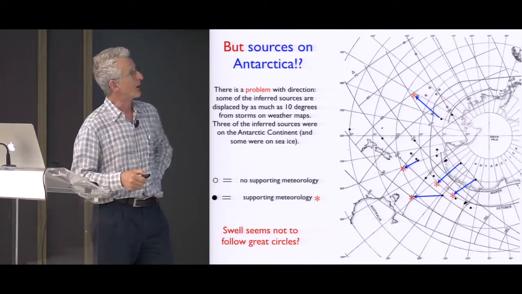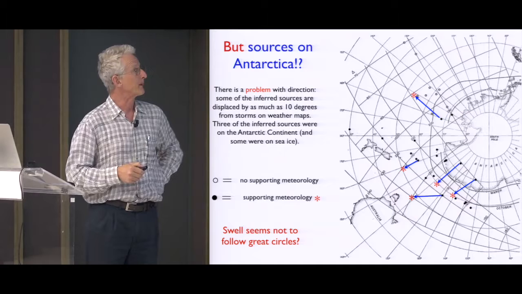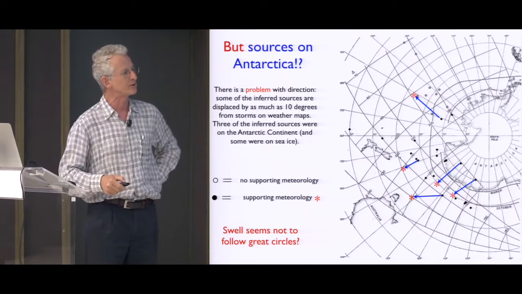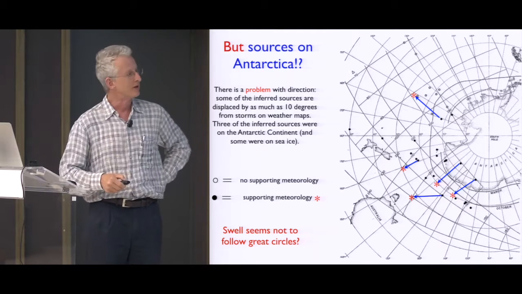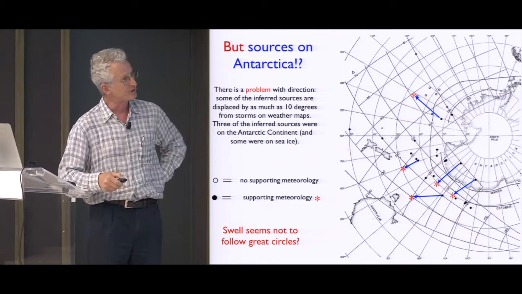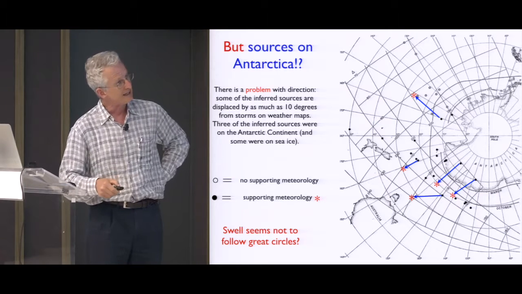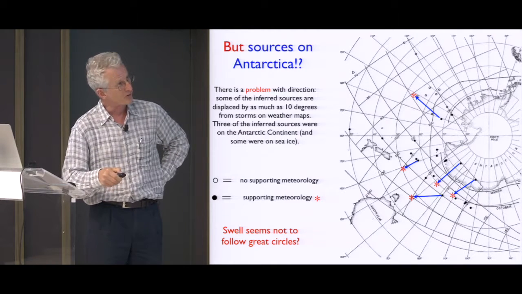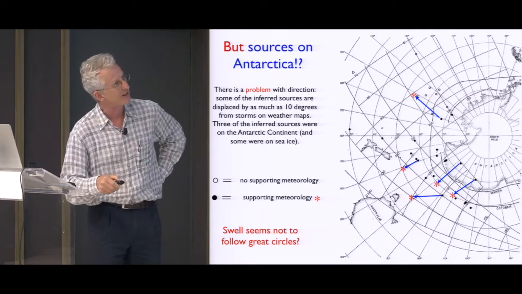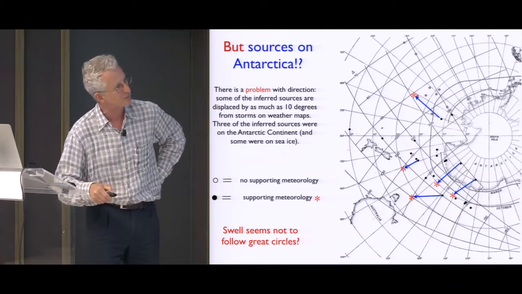So the problem with direction. Some of the inferred sources were at least 10 degrees away from where storms were actually located on weather maps. So the solid points here are where the meteorologists told us there were storms around Antarctica. So here's Australia, Antarctica. I think the ice edge is probably shown on this map somewhere.